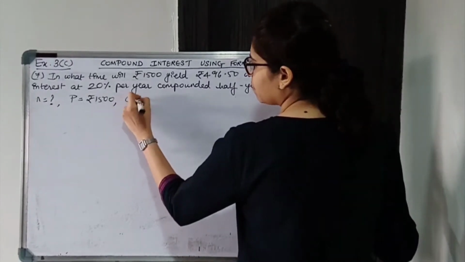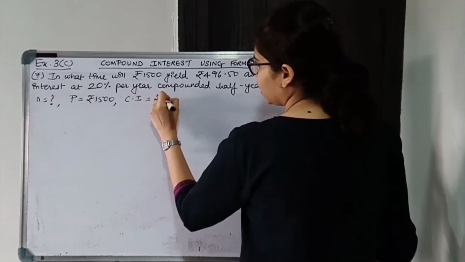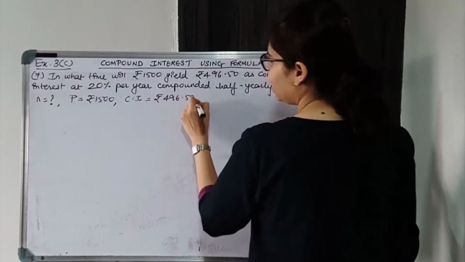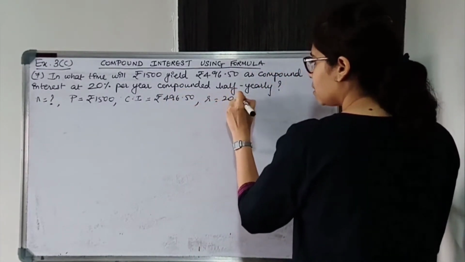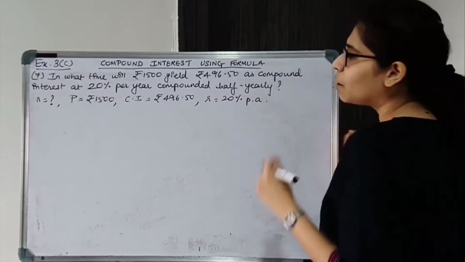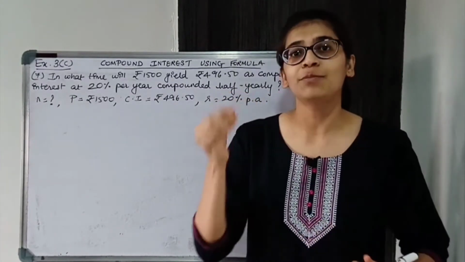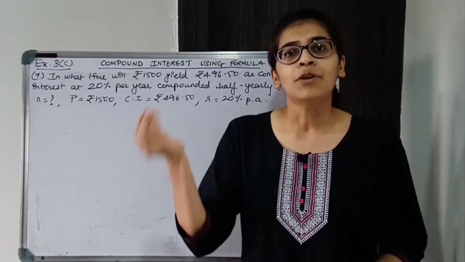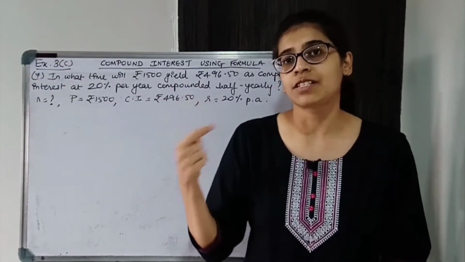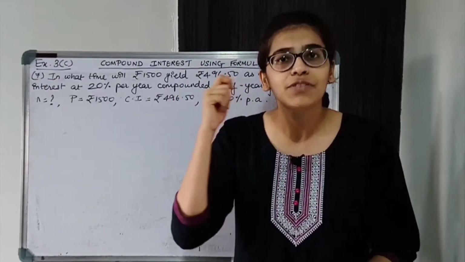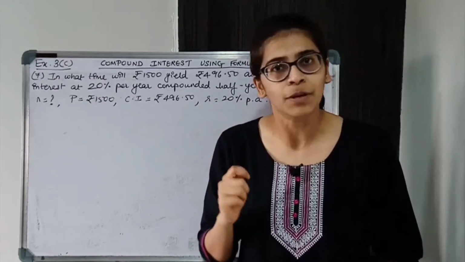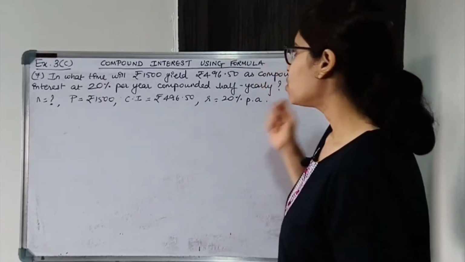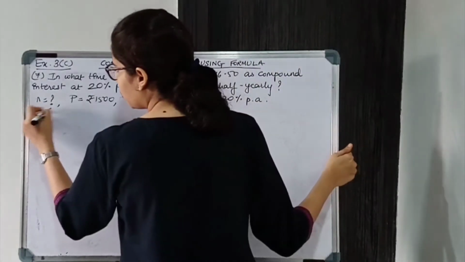So CI is 496.50 rupees at 20% per year. So R is 20% per annum, compounded half yearly. Very, very important part. When the interest is compounded half yearly, the rate of interest is divided by 2 and the number of years is multiplied by 2. So you have to modify the formula of amount. Okay, so just write down, the interest is compounded half yearly.